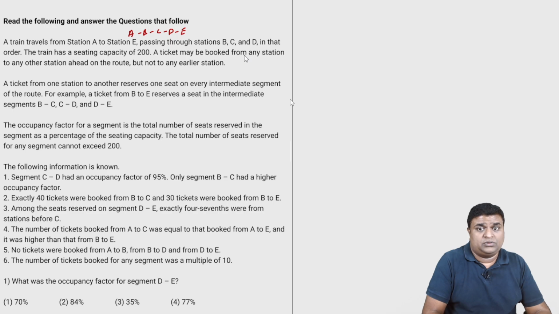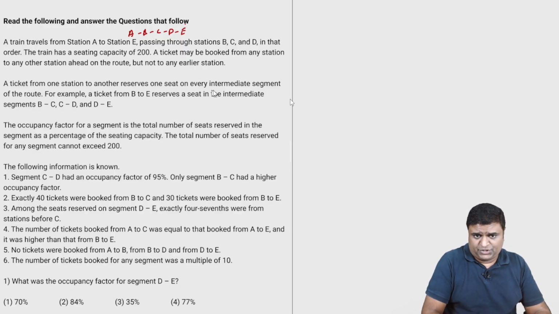A ticket may be booked from any station to any other station ahead on the route, but not to any earlier station. That means from A I can go to B, C, D, or E. From B I can go to C, D, or E, but not to A, right? So only forward you can book. You can't book to yourself, like from B to B itself, doesn't make sense.